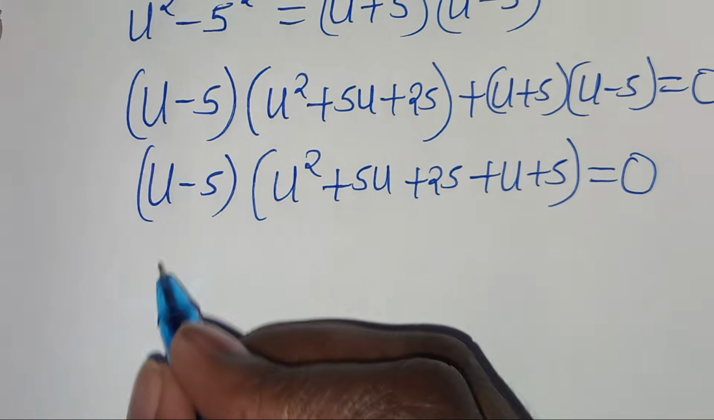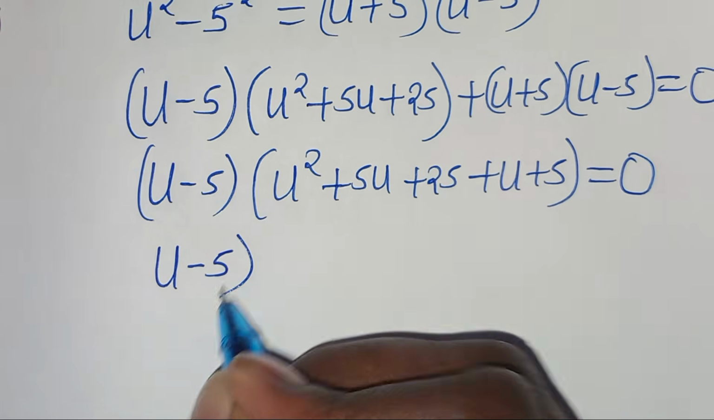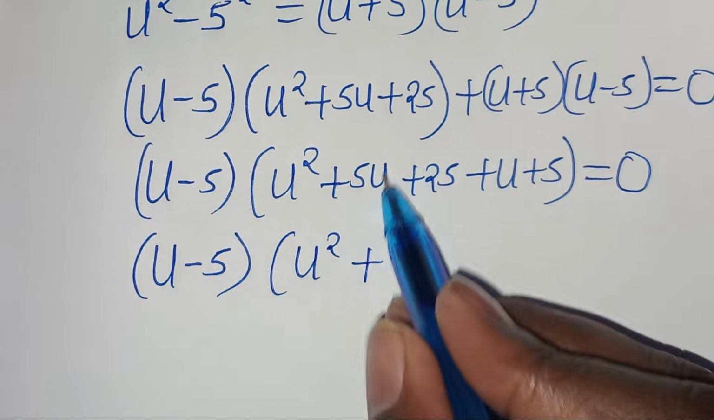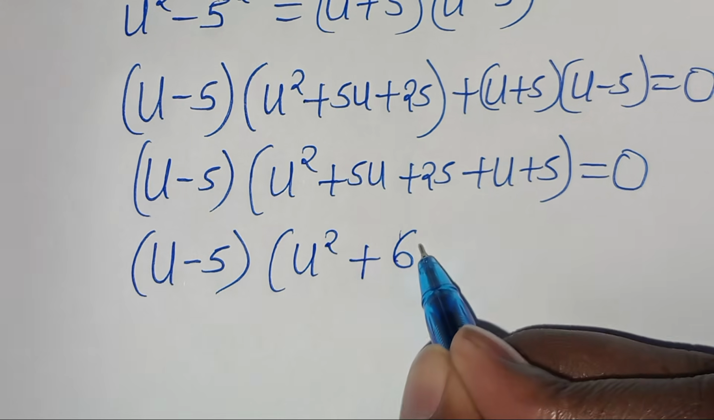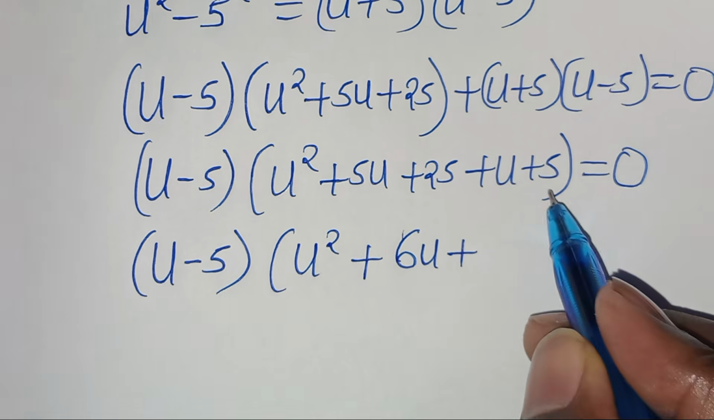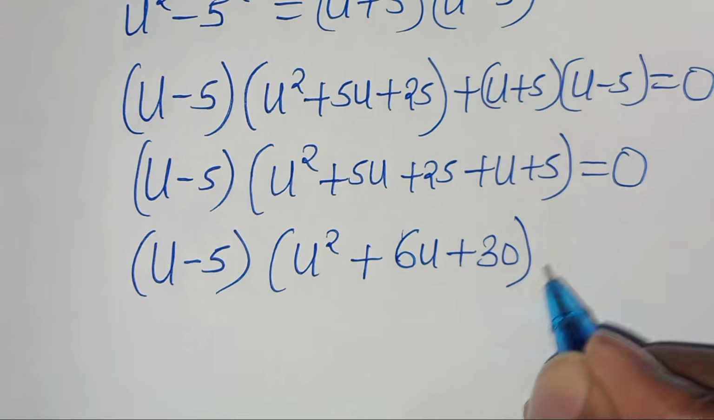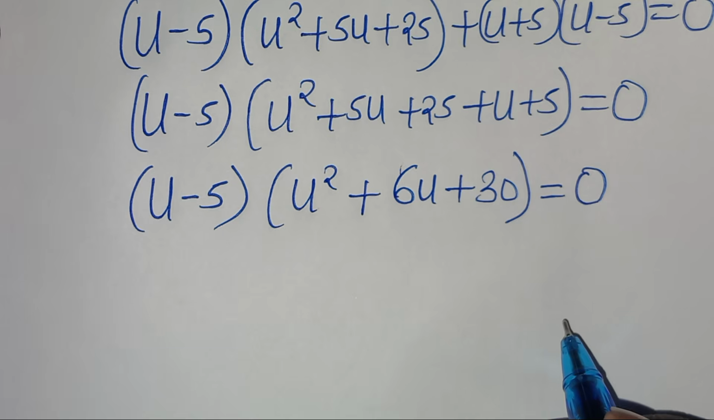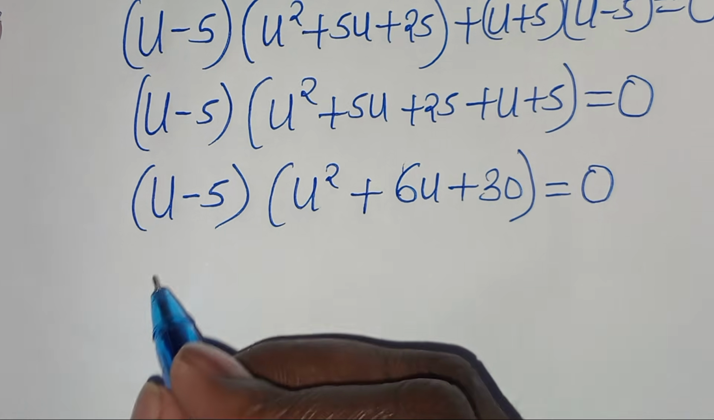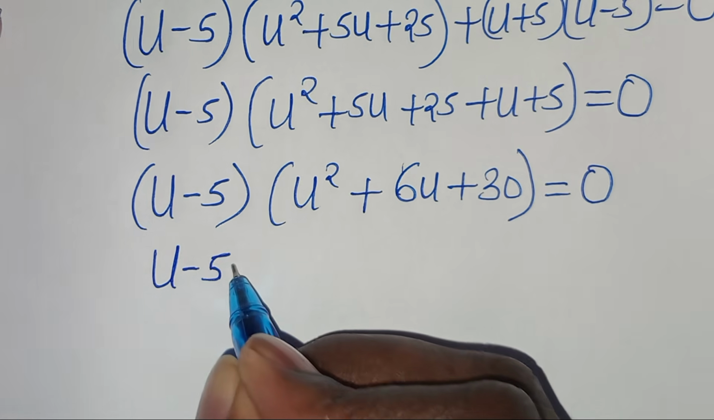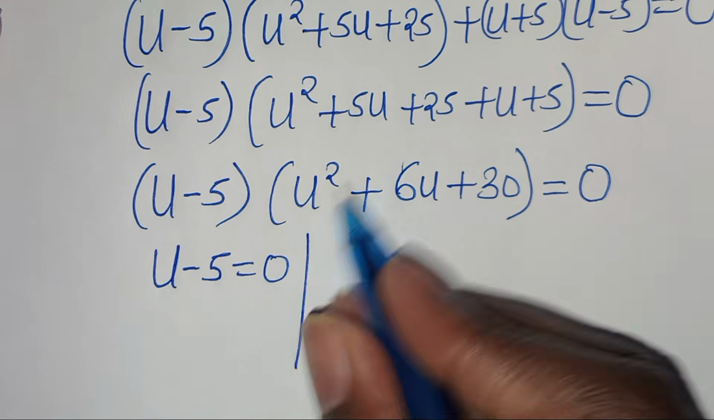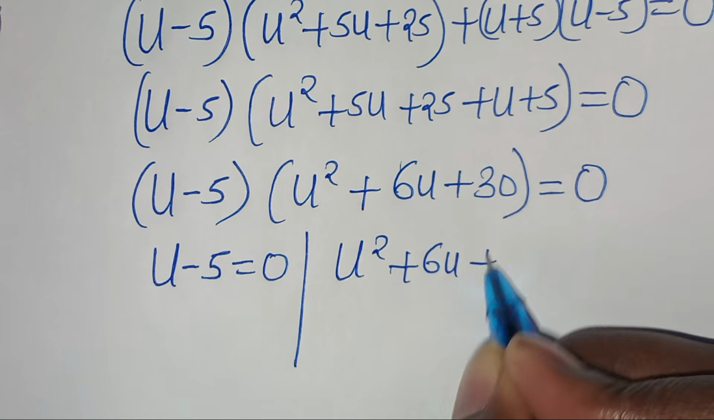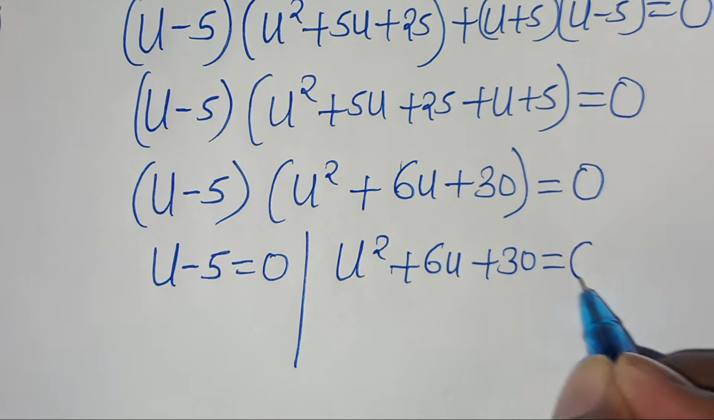Now, we have u subtract 5. Then here we have u to the power of 2, then plus 5u plus u, this is 6u. Then plus 25 plus 5, this is 30. And this is equal to 0. Now, the next step from here, we have u minus 5 equal to 0. Then we have u to the power of 2 plus 6u plus 30 equal to 0.